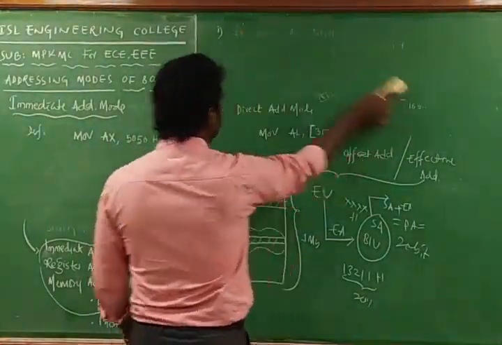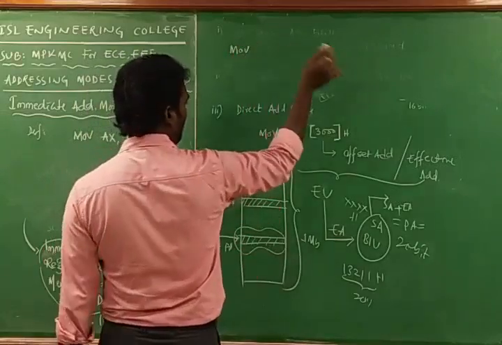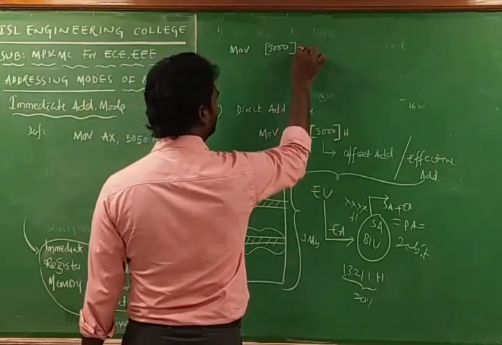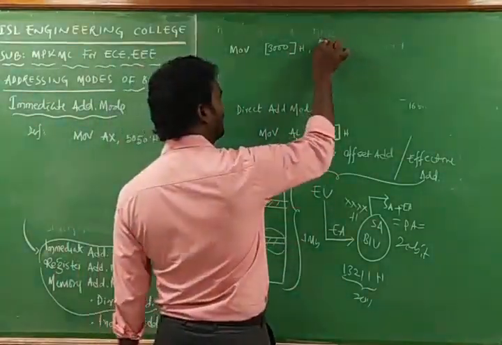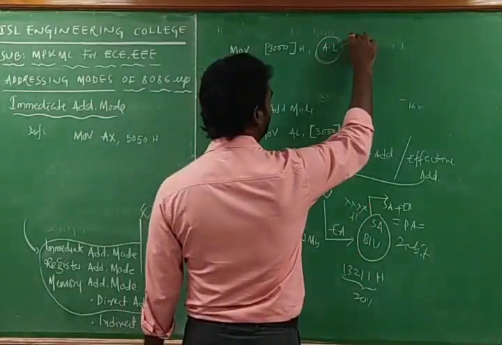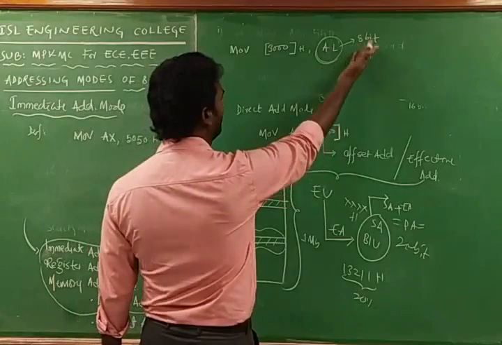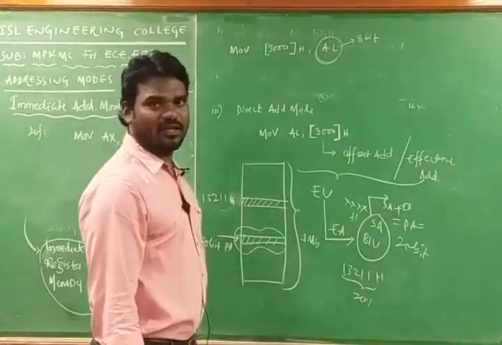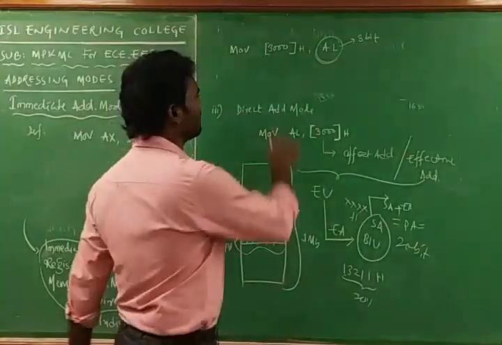We can have one more example for this also, that is move 3000H comma AL. That means the accumulator register, the lower byte of the accumulator register, has 8 bits of data, and we want to move this 8 bits of data into the destination operand, but the destination operand is indirectly given, that is, specified with one offset address. This is an offset address or effective address.